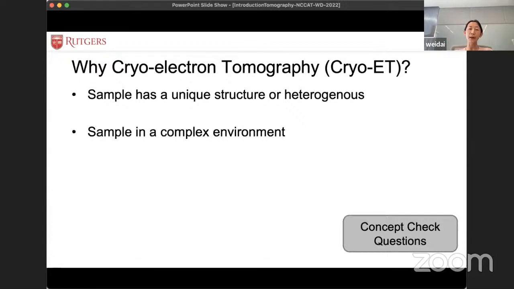So far, any questions about tomography? Okay.